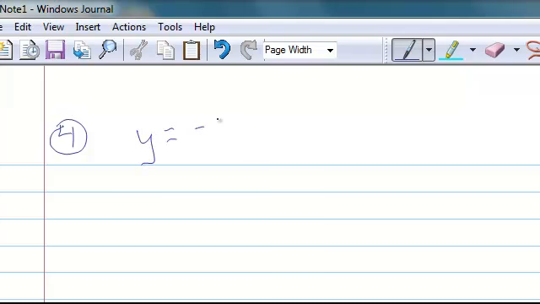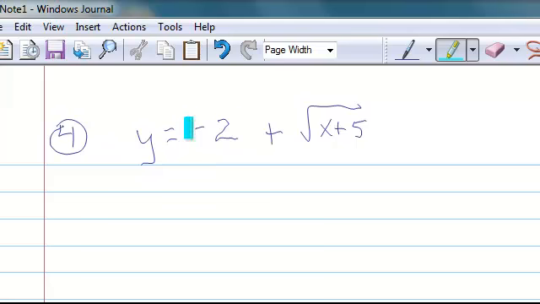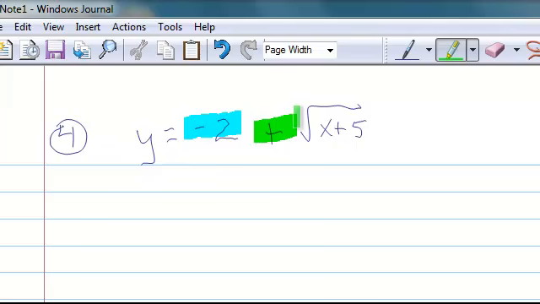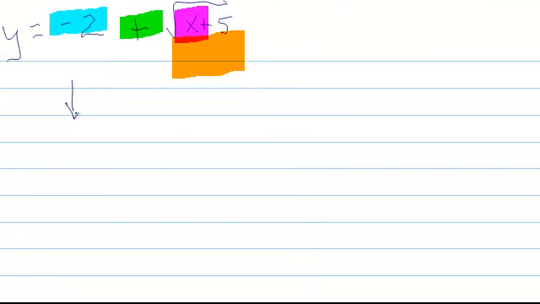Y equals -2 plus the square root x plus 5. Okay, first thing we're going to do, highlight our values. We've got a -2. That's a different one. Positive, we've seen that before. X, that's a positive x. And the last thing will be the inside. What makes the inside 0? Let's get started. This one is going to shift down 2 units. It's going to open upward. It's going to open to the right, sure.